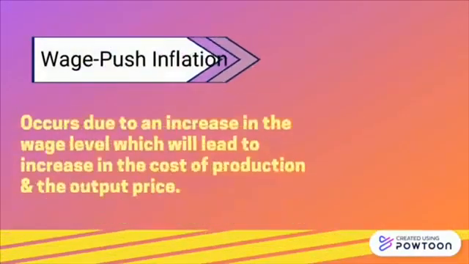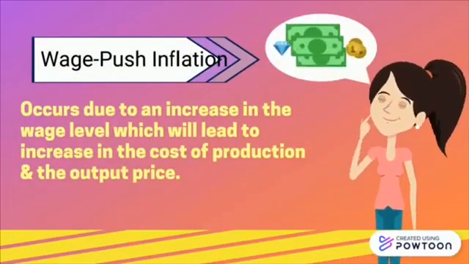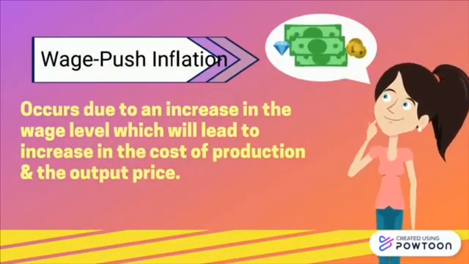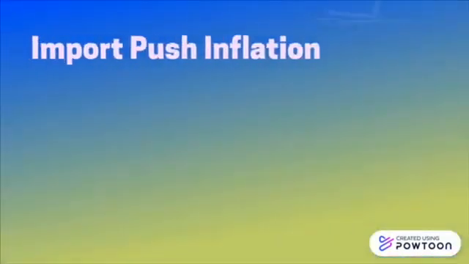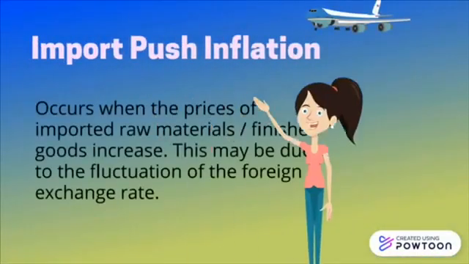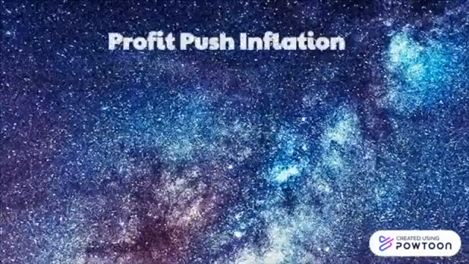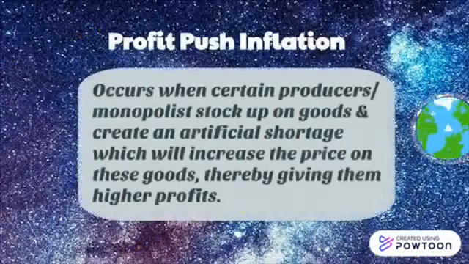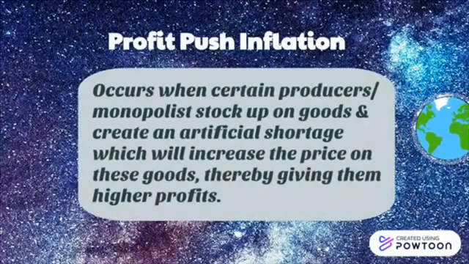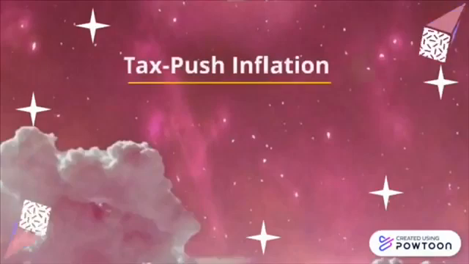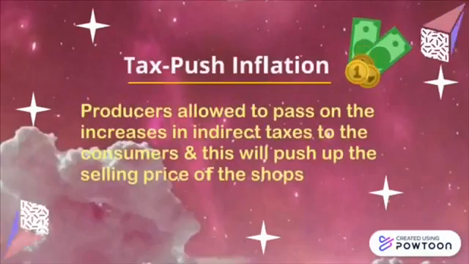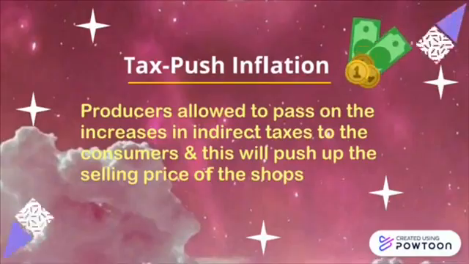Wage push inflation occurs due to an increase in the wage level, which will lead to an increase in the cost of production and the output price. Import push inflation occurs when the prices of imported raw materials or finished goods increase. Profit push inflation occurs when a certain producer or monopoly stocks up on the goods and creates an artificial shortage. Tax push inflation, producers are allowed to pass on the increases in the indirect taxes to the consumer.